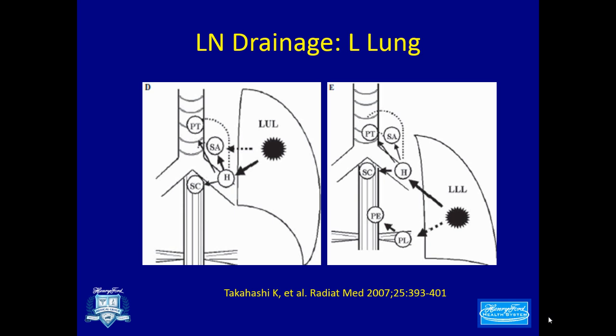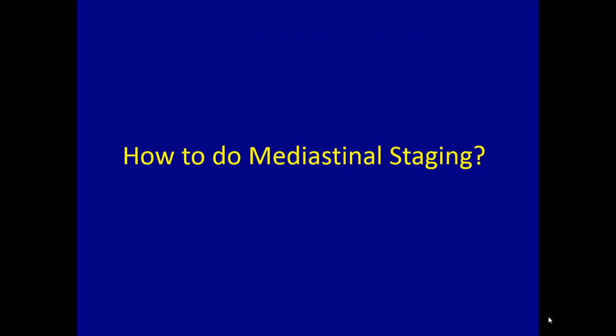And the left lower lobe is very similar to the one on the right side, where it goes to the hilar lymph node and then subcarinal. Or you can just skip and go to the pulmonary ligament lymph node and then paraesophageal.